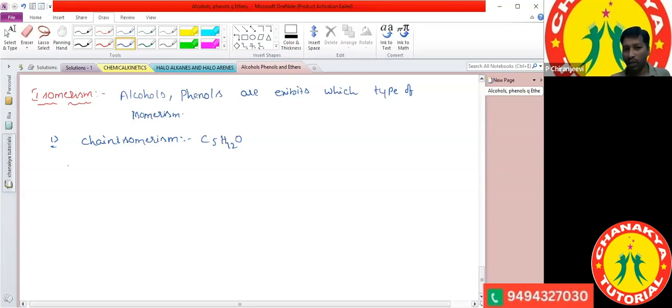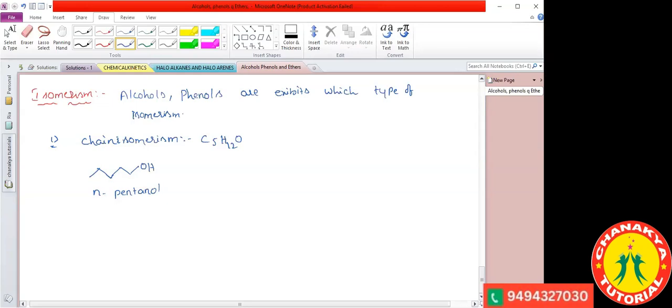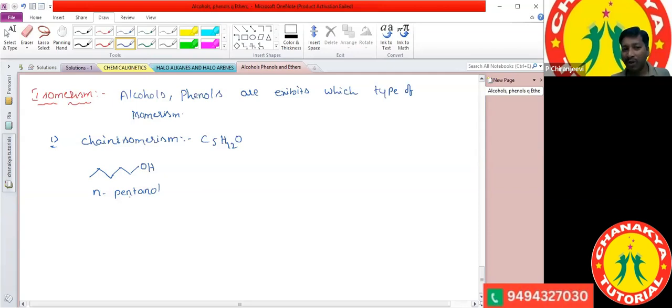C5H12O. First I'm writing a line structure: 1, 2, 3, 4, 5, OH. This we can call n-pentanol. Sir, why do we call it n-pentanol? All 5 carbon atoms are present in a straight line, so there is no branched chain. Do you find any branched chains? No, sir. So all carbon atoms in a straight line means we call it n-pentanol.